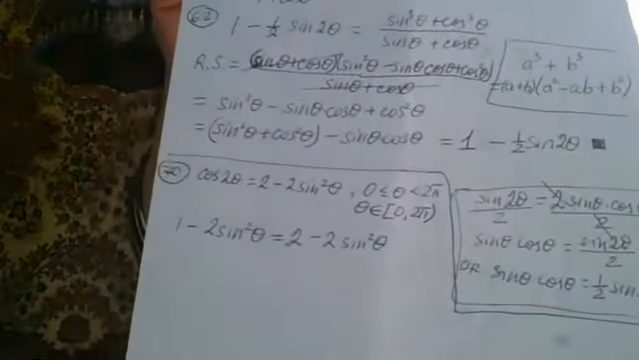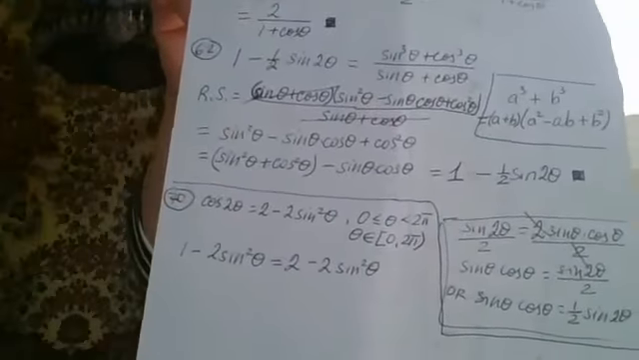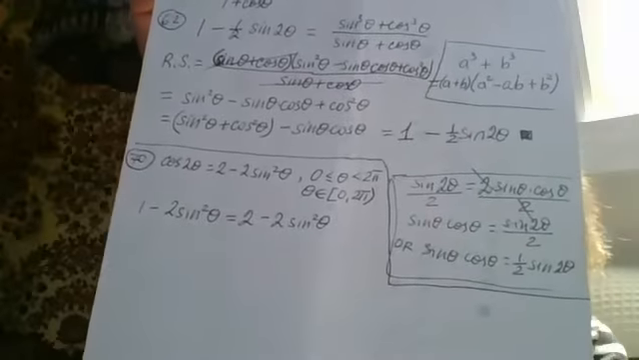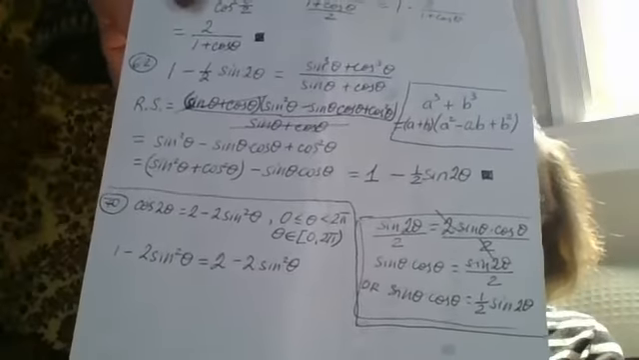And copy what you had on the right side. 2 minus 2 sine squared theta. And let's say now what we have looks like 1 minus 2 sine squared theta and equals to 2 minus 2 sine squared theta. Let's separate numbers from trigonometric functions.